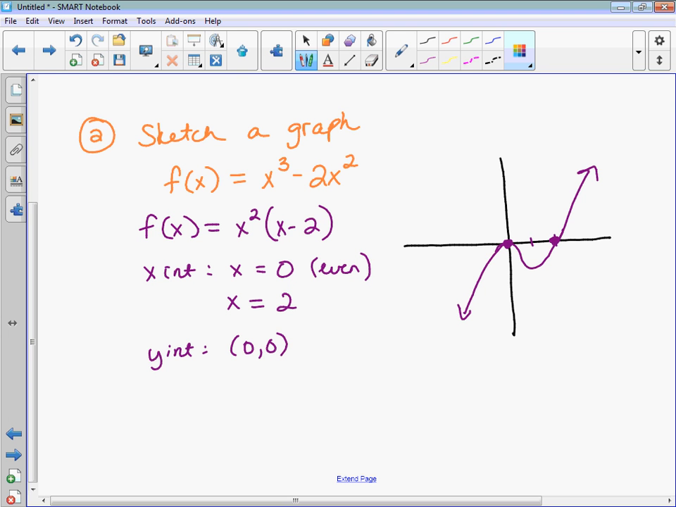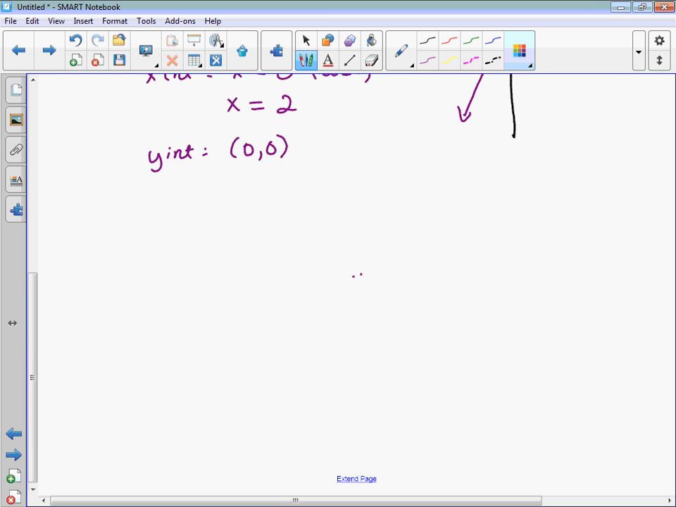Questions on that first one? Okay, let's try another one. We're going to do a bunch. So same directions here. Let's do x plus 3 squared times x minus 4 cubed.